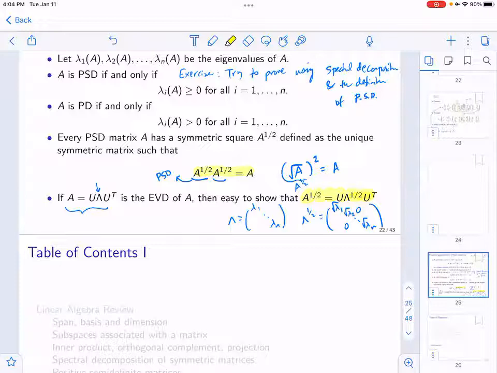So we talked about the spectral decomposition and positive semi-definiteness or positive definiteness. These are special classes of symmetric matrices, and they act like non-negative or positive numbers. In particular, we have this square root business, which is useful, as you'll see later. Okay, questions, comments?